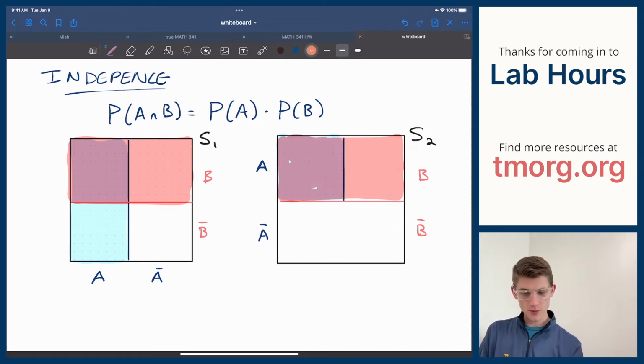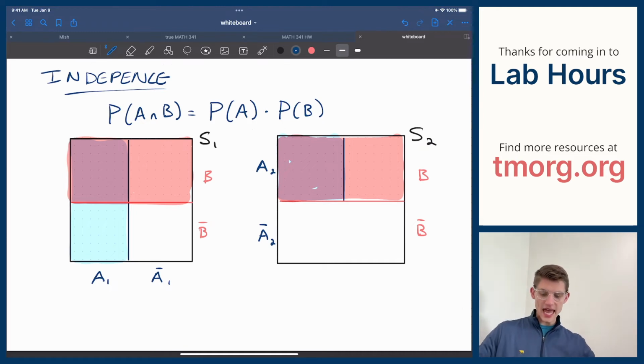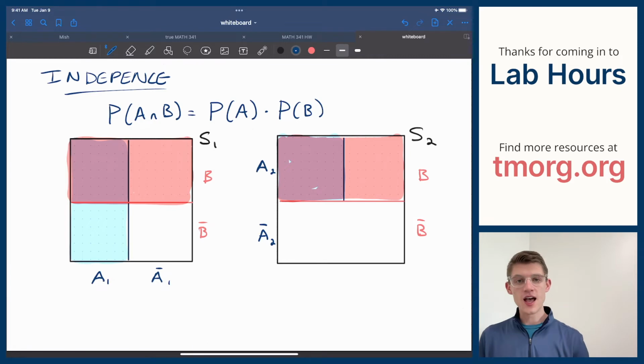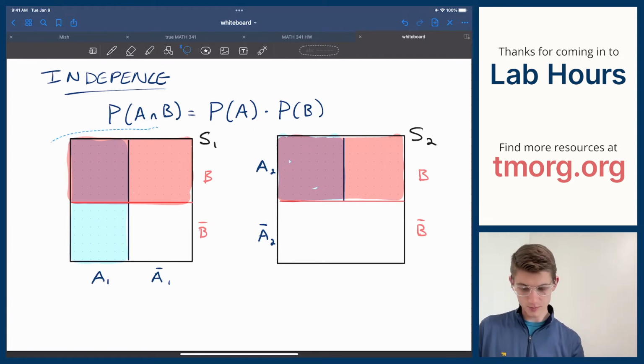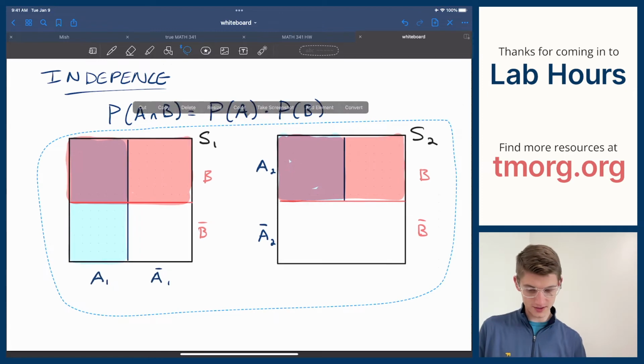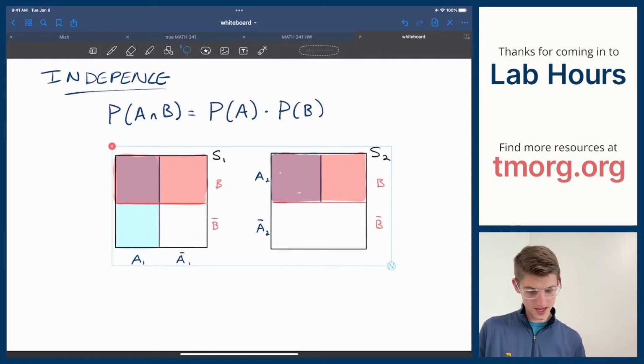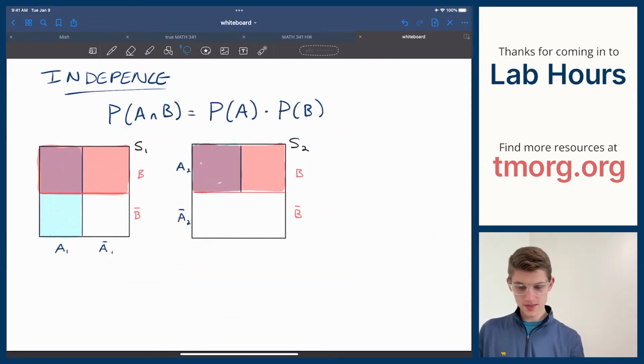Let me just call this A1 and A complement 1, A2 and A complement 2, and then the Bs are the same across both of them, so it doesn't matter. So the question is: is A1 independent from B? Is A2 independent from B? Well, let's find out. Assuming that I've drawn this to scale, which is something you're going to have to do to be nice to me, let me make these a little bit smaller now that I've drawn them so that we can do some math around them.